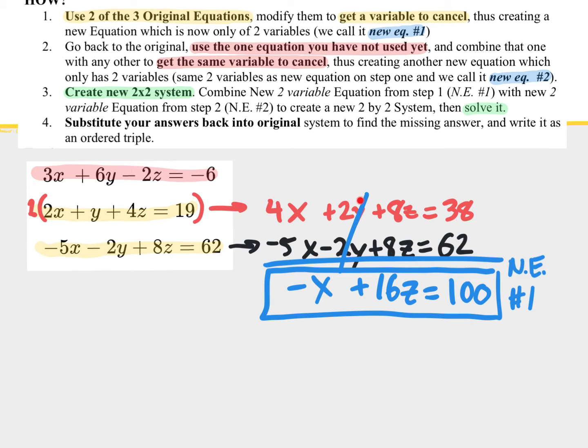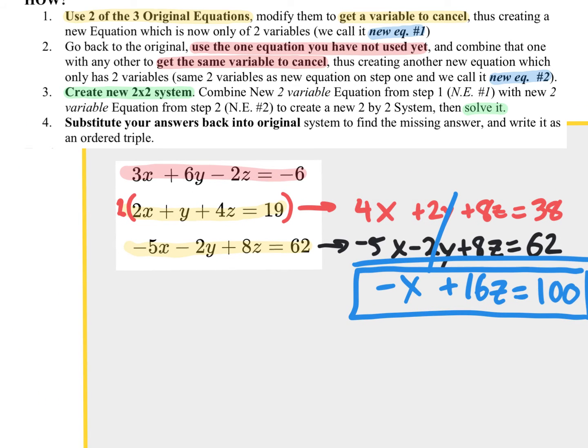But because we canceled out y's on step one, we need to use one we haven't used, and we need to make this y disappear. So this is a 6y. How could I make this 6y disappear? With a -6y. So do I want to use the middle one, or do I want to use the bottom one to get a -6y? Looks like the bottom one would be nicer, right? So one thing for sure, we're not going to do anything to the top equation. The one we haven't used, we need to use it, and I'm not going to do anything besides rewrite it. Here it is. 3x plus 6y minus 2z equals -6.